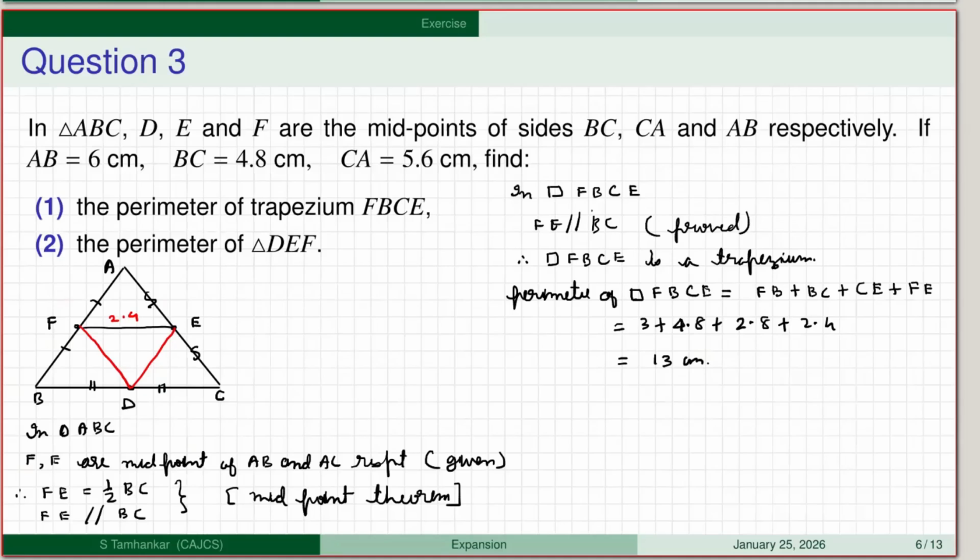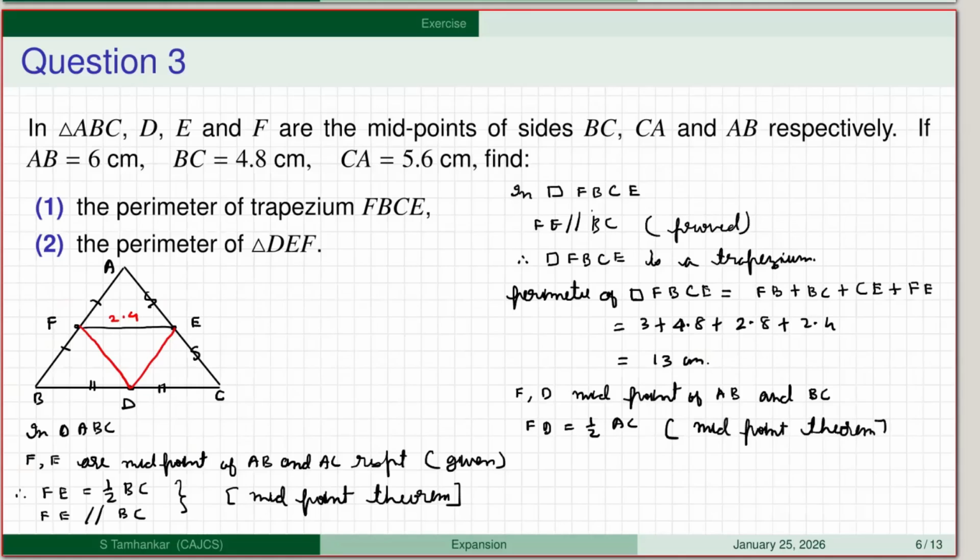So how do I write? We have FD, as F and D are midpoints of AB and BC, so we get FD as half of AC. Again, the reason is the midpoint theorem. So that will be half of AC, that is half of 5.6, which gives me 2.8 centimeters as FD.